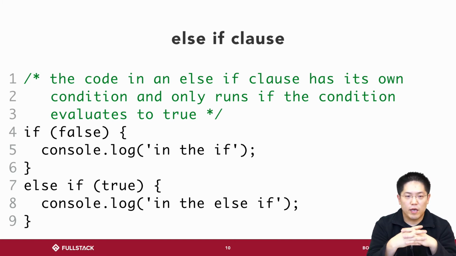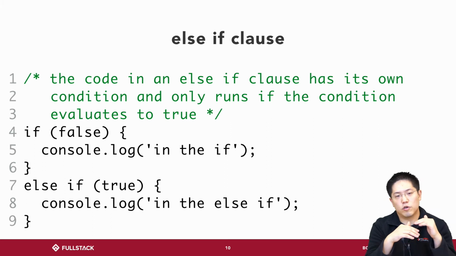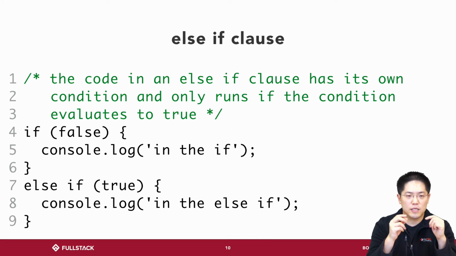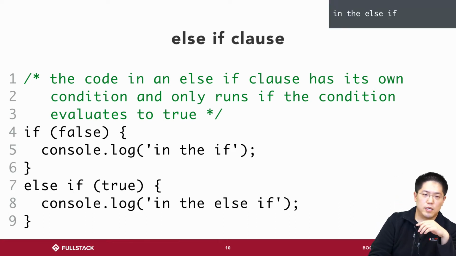Now on line 7 we have else if true. Now the way we read this is that unlike else, which would run if the if is false, this else if only runs if the expression attached to it is also true, right? So this one, true is true, and so we should expect line 8 to run. And here we see in the else if.